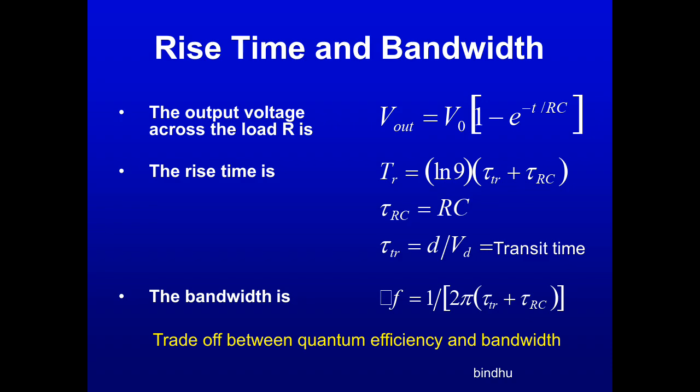What is the rise time? Rise time can be calculated as T_R = ln(9) times (T_TR plus T_RC). T_RC is the time constant. T_TR is called the transit time, which can be calculated by d by V_d. Therefore, the bandwidth of the system is equal to 1 by 2 pi (T_TR plus T_RC), showing the trade-off between quantum efficiency and the bandwidth.